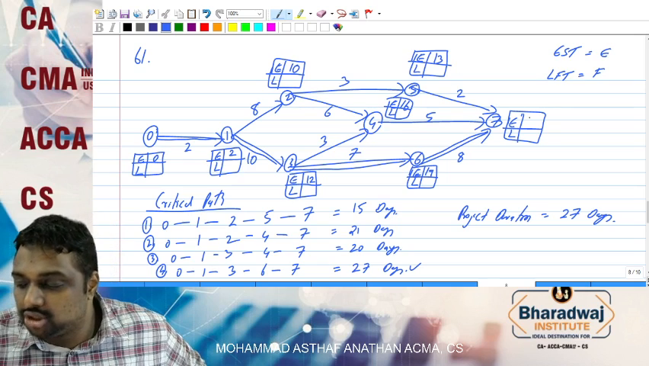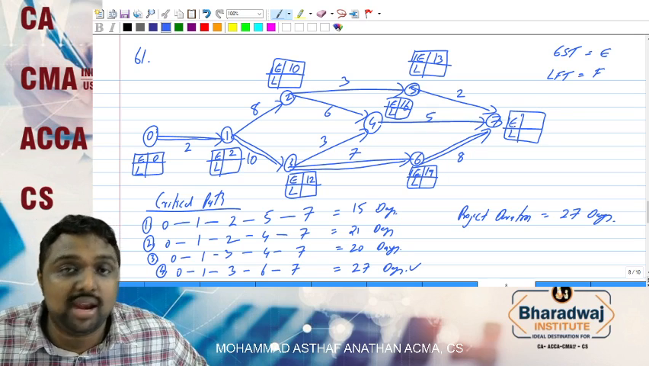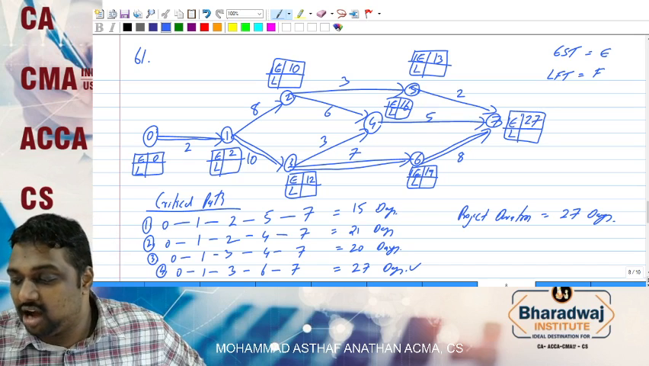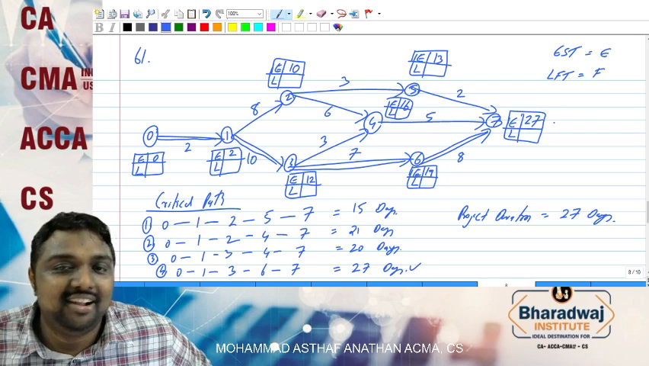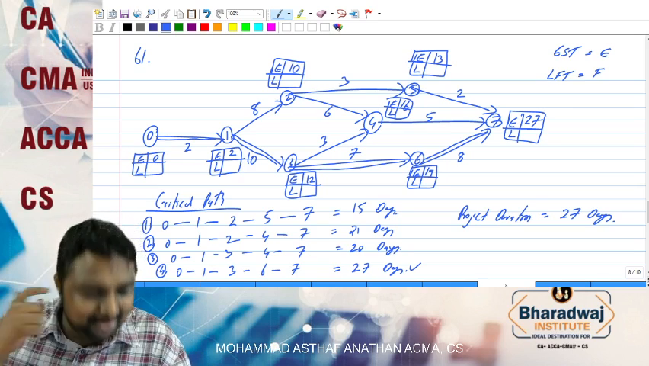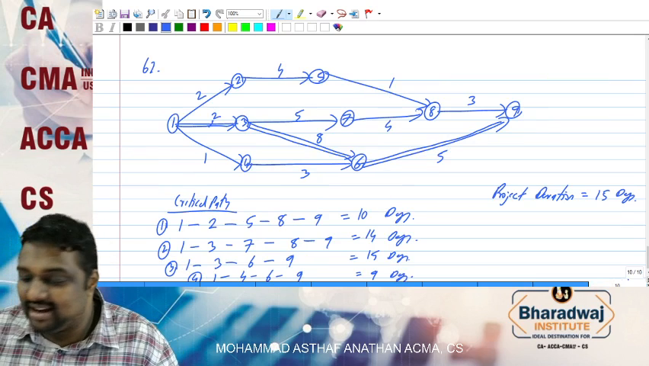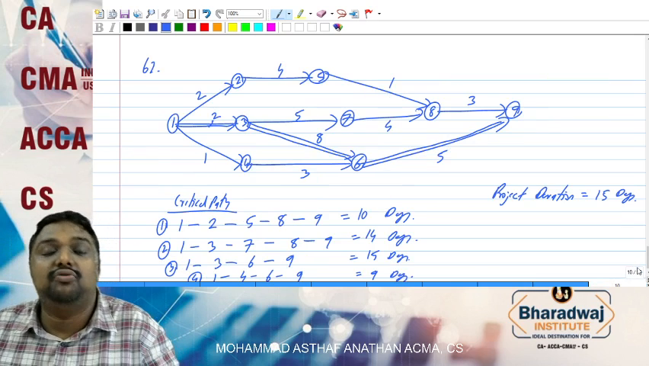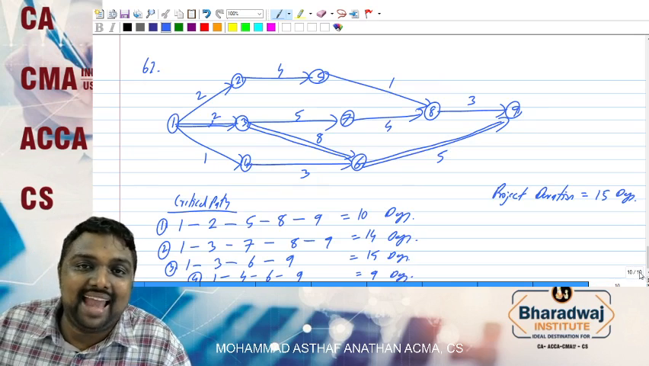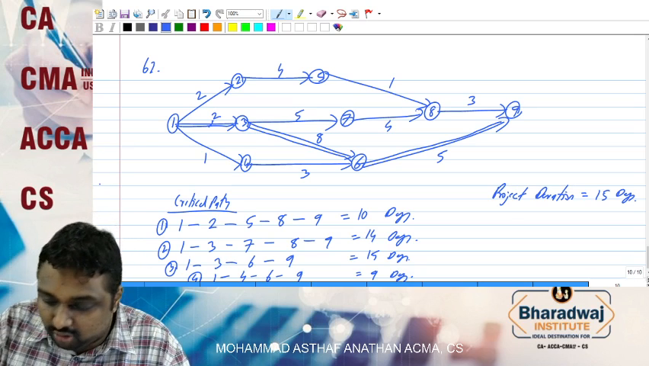Now 13 plus 2, 15. 16 plus 5, 21. 19 plus 8, 27. We have to take the highest. Now we got all the E values. For better understanding, parallelly we will learn for 62 also. So how will it be for 62?